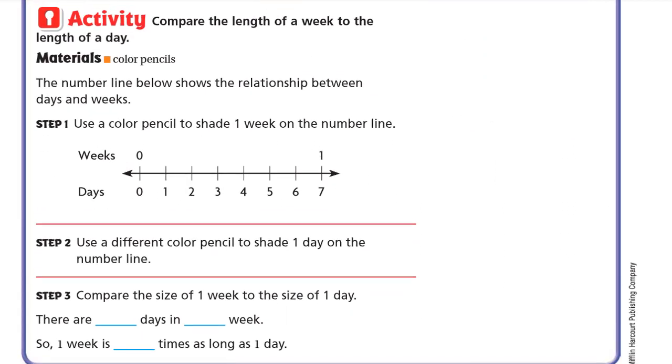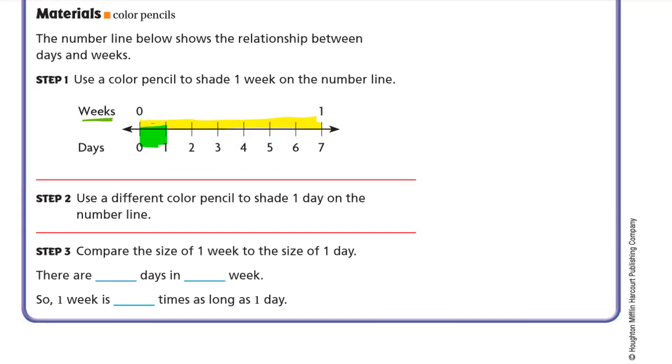And now activity, compare the length of a week to the length of a day. We'll use color pencils here. Up here we have 1 week. So this is 1 week. And down here we have 1 day. So as you can see that 1 week is 7 times as 1 day. So 1 week has 7 days.